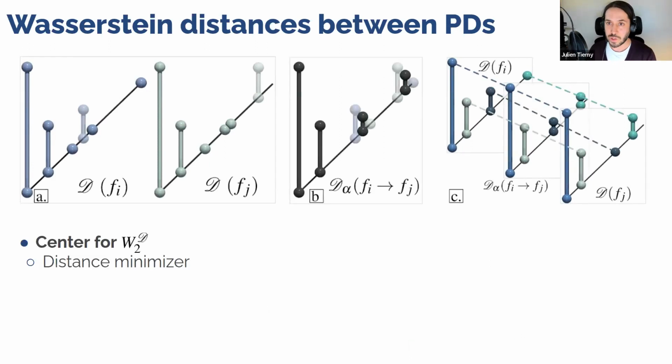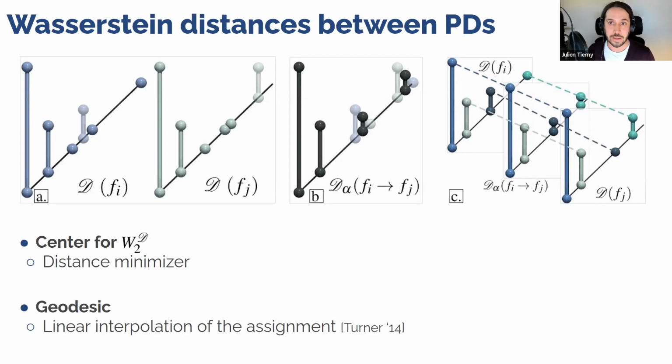Now, if we focus on the special case where the parameter q is equal to 2, we can easily introduce the notion of center between two diagrams, and this is the diagram that you see in black, that you can obtain by considering the midpoint of each assignment.